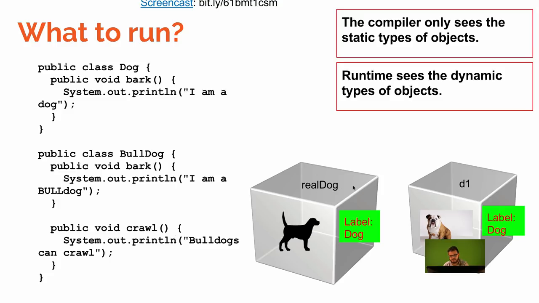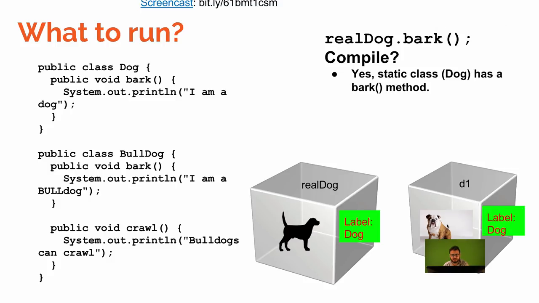Okay, and then we have realDog, which is labeled dog with a dog inside, and we have d1, which is labeled dog with a bulldog inside. What about something like realDog.bark? First question, will it compile? The answer is already here. Indeed, realDog, as far as the compiler is concerned, is a dog, and dogs do have a bark method, so everything is fine, all good.